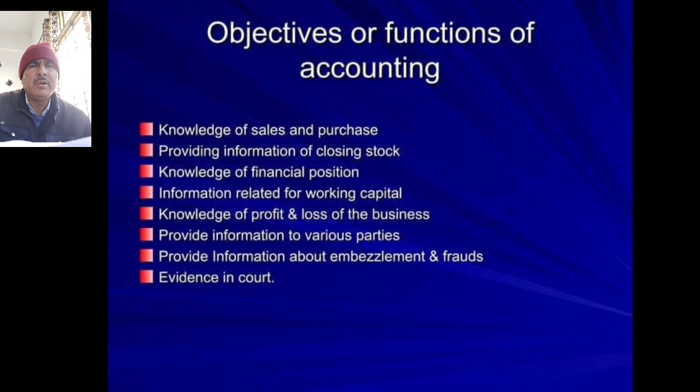Then we discuss providing information to various parties. Various parties, such as bankers, provide loans to the firm, or a particular person purchases the shares of a particular business. Those third parties find out the information about the business. Is the business in profit or loss? Is the business in a growth position or a declining stage? That is the objective or function of accounting: providing information to various parties.